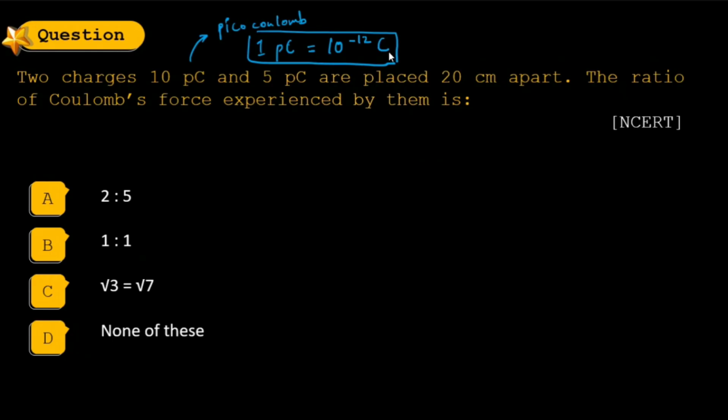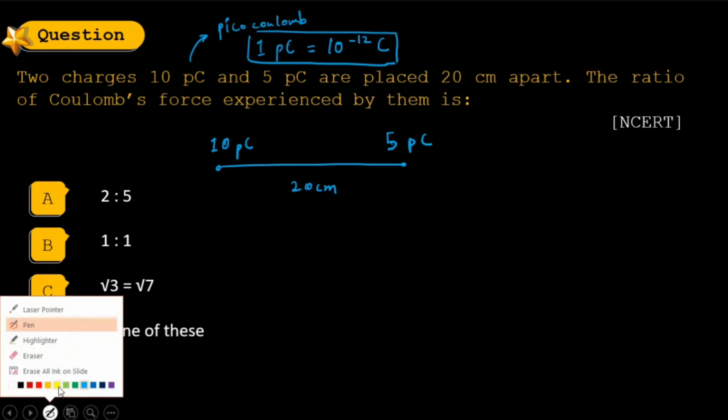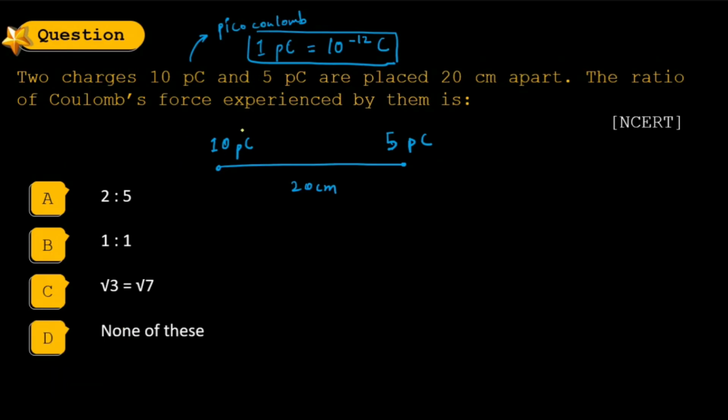Now just try to think about it very carefully. The question says that there are two charges. One is 10 picocoulombs, and the other is 5 picocoulombs. They are separated by 20 centimeters. What is the ratio of Coulomb's force experienced by them? Now what does it mean? It means that whatever force this 10 picocoulomb charge is applying on the 5 picocoulomb charge, what is the ratio of that to the force applied by the second charge on the first?